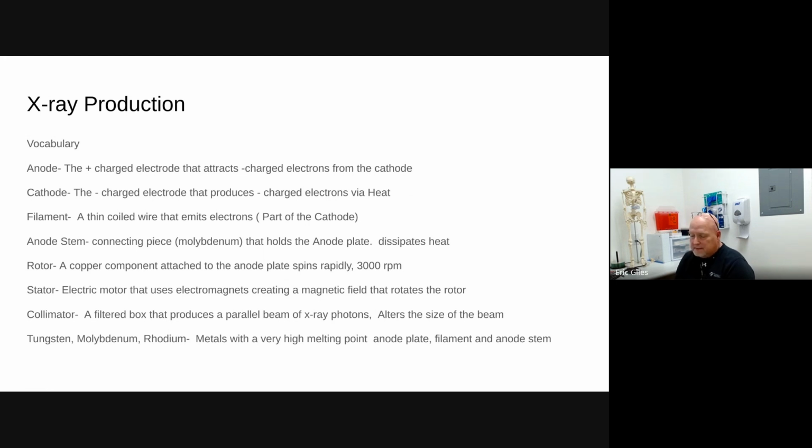So tungsten, molybdenum, and rhodium. These are metals with a very high melting point. And not in all X-ray machines, different metals are used. The primary metal is actually tungsten, but the other two can be used as well. And it does affect the type of X-rays and the strength of X-rays that are produced. Like I say, they are the anode plate, the filament, and the anode stem.